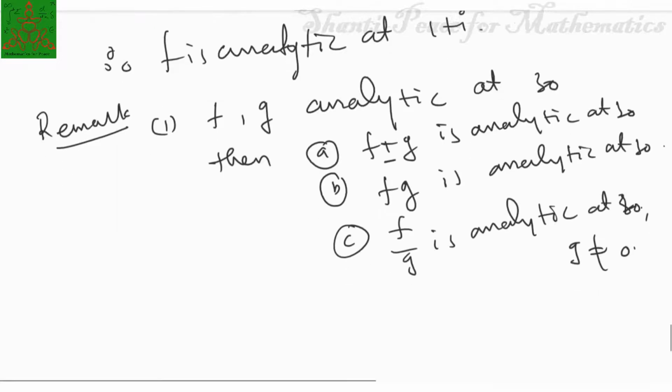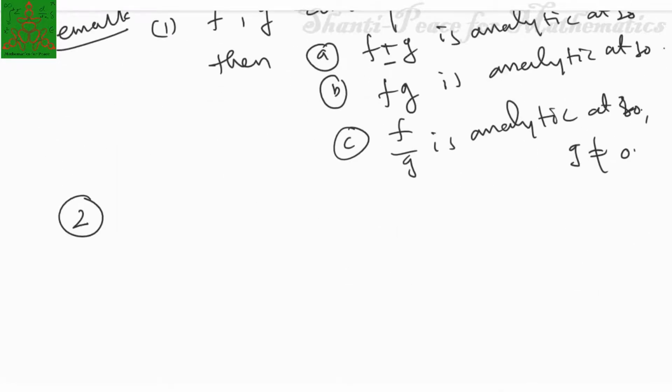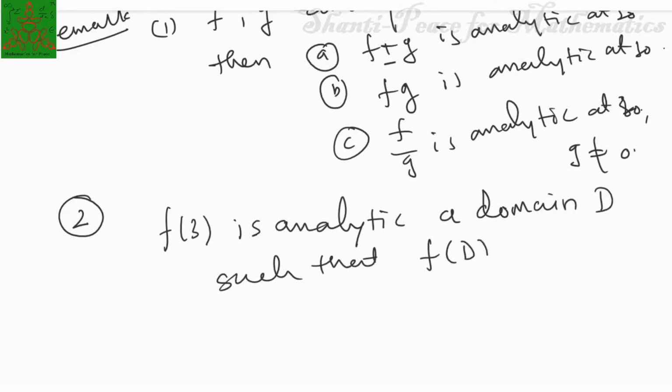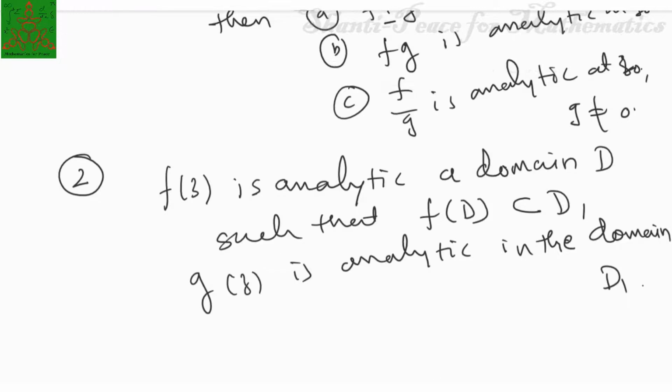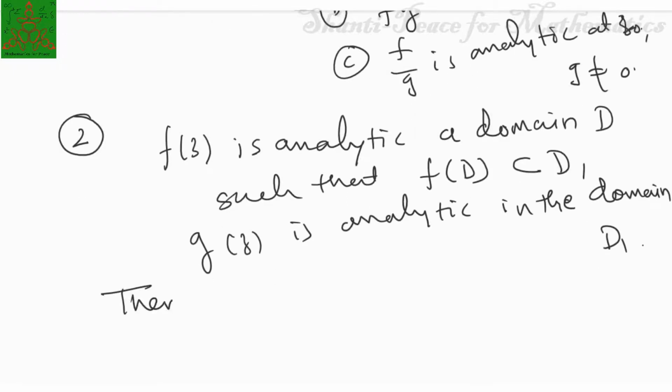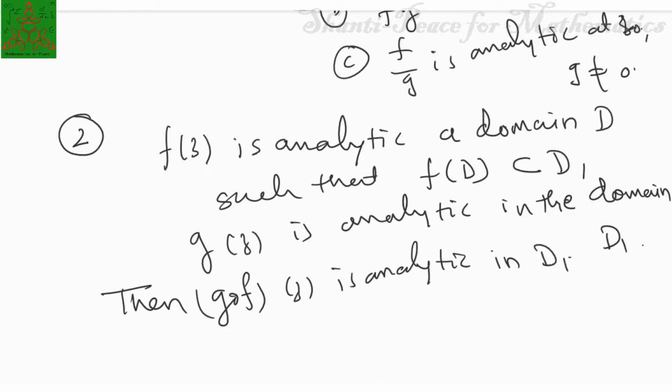The second remark is that the composition of two analytic functions is also analytic, because we have discussed the result that the composition of two differentiable functions is differentiable. If f of z is analytic on a domain D such that f of D is a subset of D1, and g of z is analytic in a domain D1, then its composition, that is g of f, is analytic in D. That we can say because the result is true for differentiable functions. So in general it is true for analytic functions.